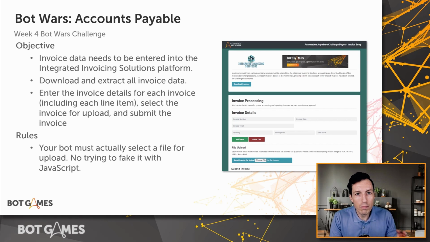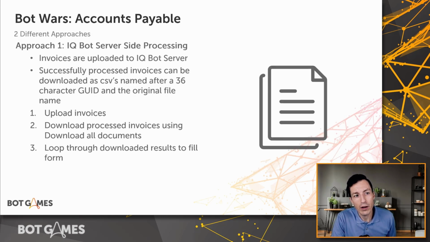Now, there's two major ways that I can think to solve this challenge using IQBot. I want to talk about both of these approaches, and then we're going to actually build one of them, and I'll talk about why we're going that direction as opposed to the other. But either solution is valid. Both are good ways to build this challenge solution. I just want to talk about both of them, talk about the pros and cons.